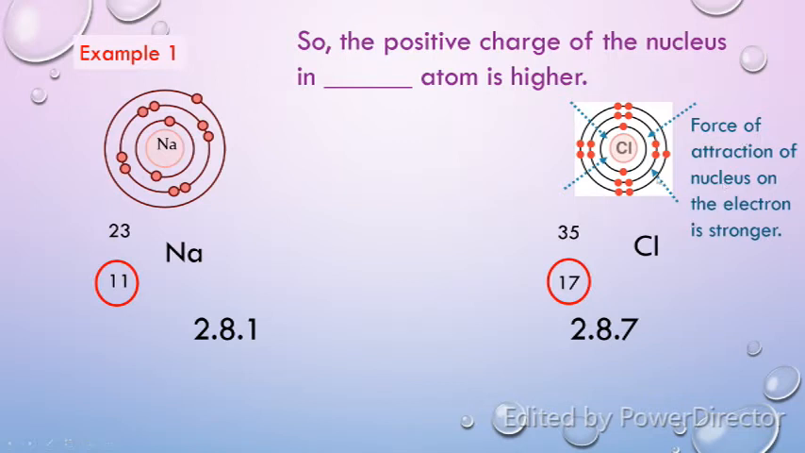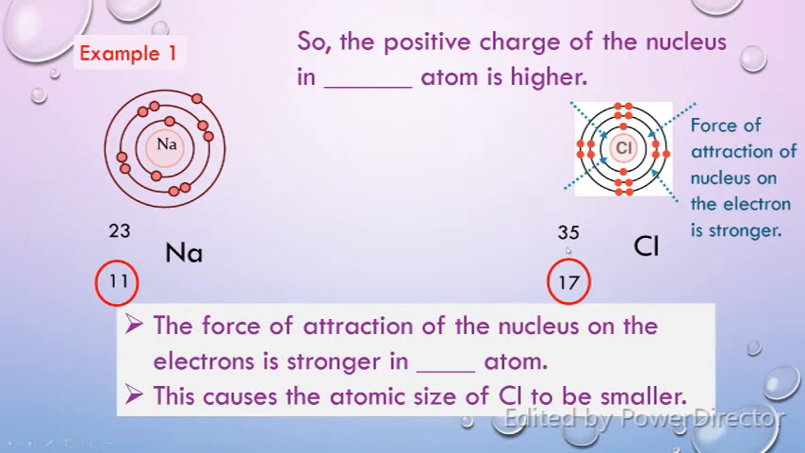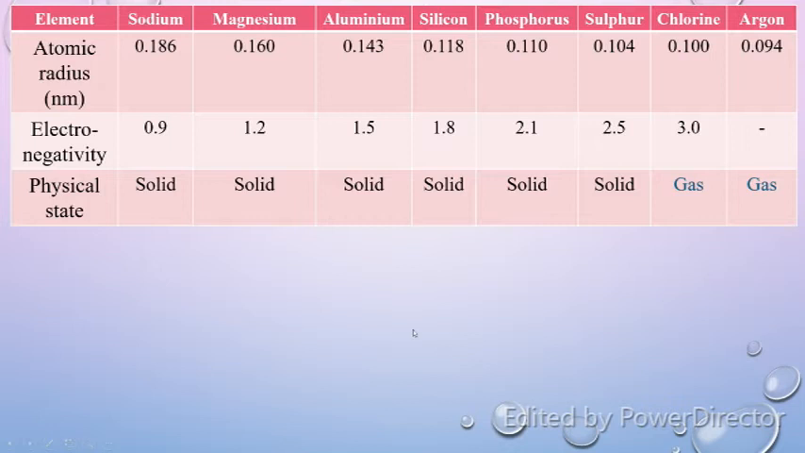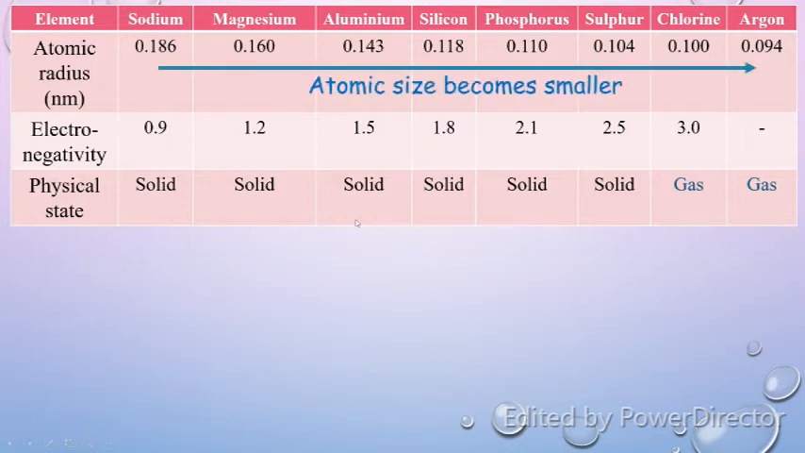What will happen here? The force of attraction of the nucleus on the electrons is stronger in which atom? In the chlorine atom. This will cause the atomic size of chlorine to be smaller. So the first thing I want you to remember today is that across period 3, the atomic size becomes smaller. As you can see here, from 0.186 nanometer until 0.094.